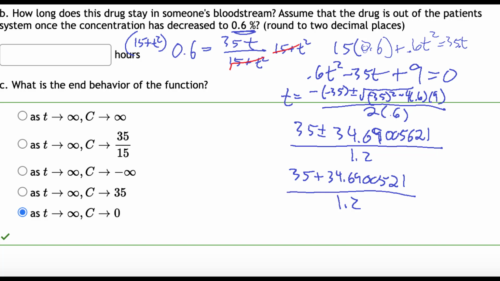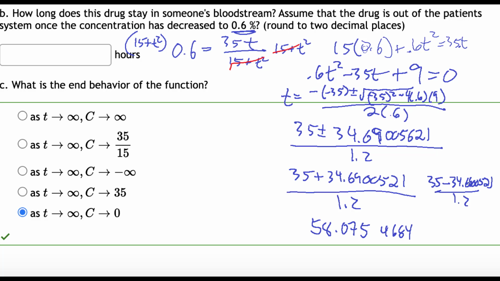Let's look at the plus. 35 plus this amount, divided by 1.2. So I get 58.075 hours. And the other one would be 35 minus 34.6900521 divided by 1.2. That's going to be a really small number, meaning not much time has passed.